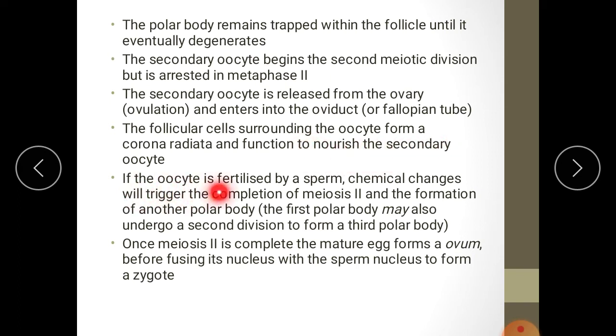If the oocyte is fertilized by a sperm, chemical changes will trigger the completion of meiosis II and the formation of another polar body. The first polar body may also undergo a second division to form a third polar body. So once meiosis II is complete, the mature egg forms before fusing its nucleus with the sperm nucleus to form a zygote.